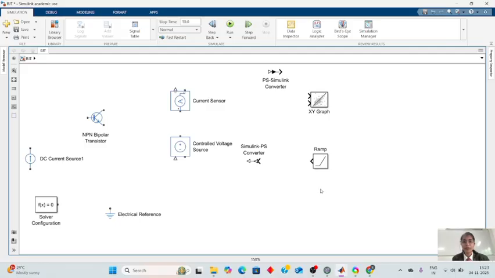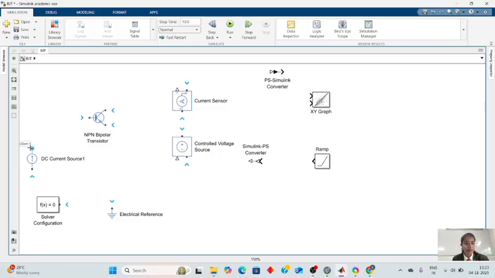Today I am going to explain the VI characteristics of the NPN bipolar transistor, that is the BJT, and let's start with our CI activity of power electronics. As you can see, I have taken all the components from the library browser. This is a DC current source, NPN bipolar transistor, current sensor, PS Simulink converter, XY graph, ramp, Simulink PS converter, controlled voltage source, electrical reference, and solver configuration.